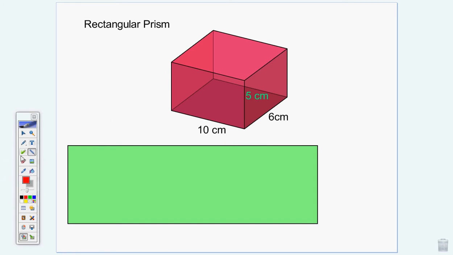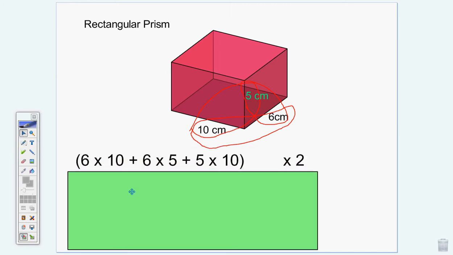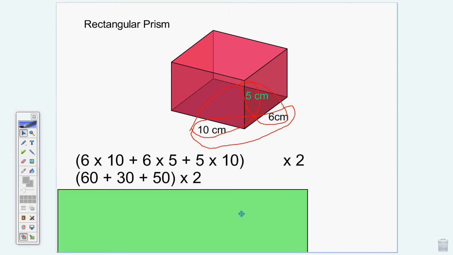Let me get my marker here, and I have a 10 by 5, a 10 by 6, and a 5 by 6, and then there's 2 of each of those. So the bottom's 10 by 6, the side's 5 by 6, the front's 5 by 10. So what I'm going to do is I'm just going to multiply. There it is, 6 times 10, 6 times 5, and 5 times 10. Each number being represented twice. And I double it, and I get my answer.